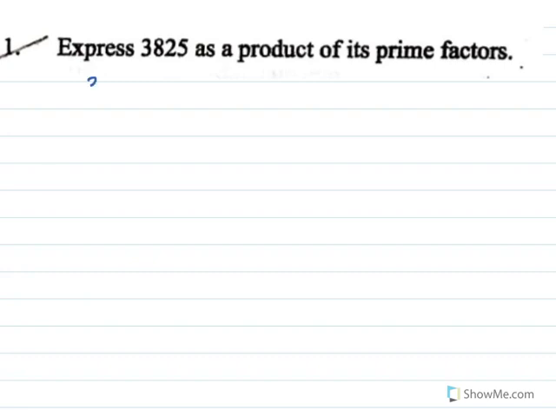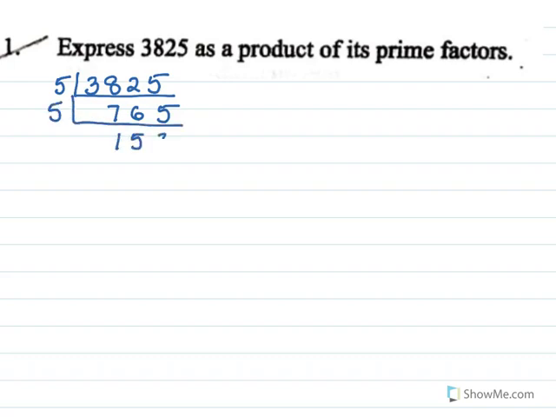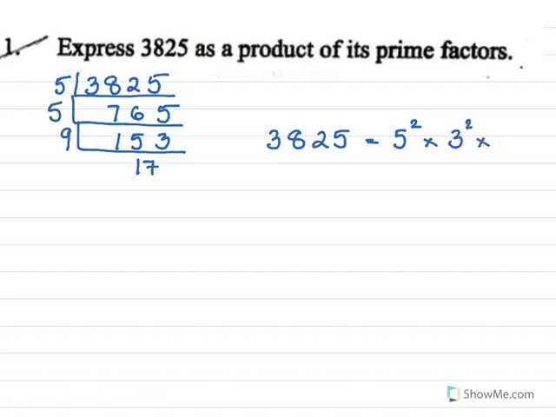Express 3825 as a product of the primes. So we have 3825. We divide by 5, so this becomes 765. This again we divide by 5 and it will be 153. Now 153 is divisible by 9 and 17. So 3825 is equal to 5 squared, 5 into 5, 9 is 3 squared, into 17. So these are the prime factors of 3825.